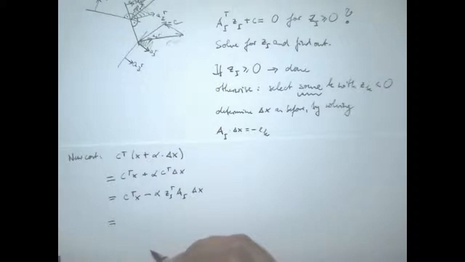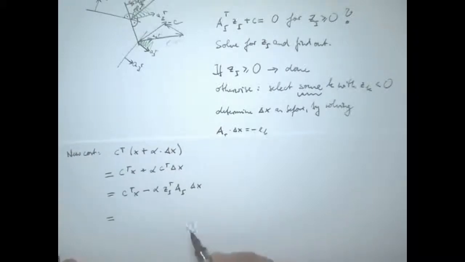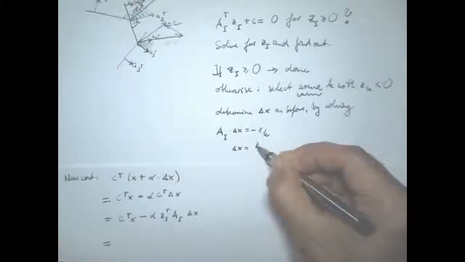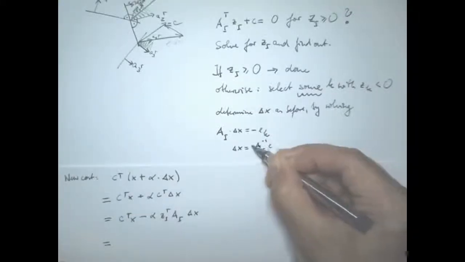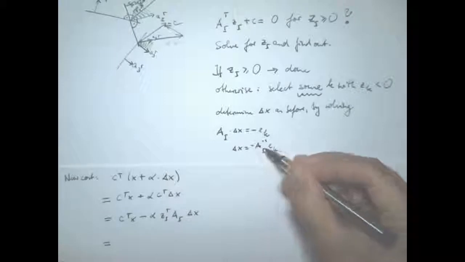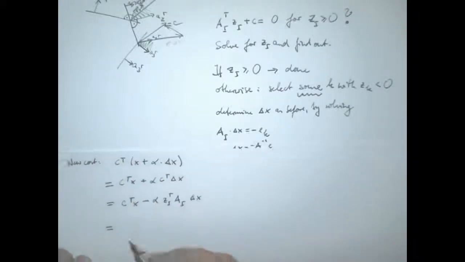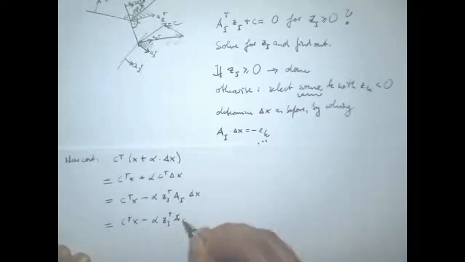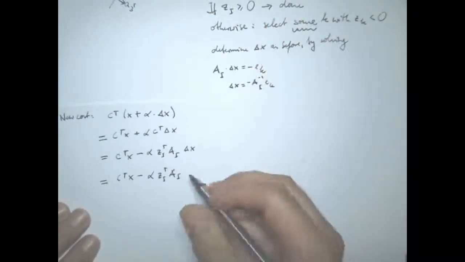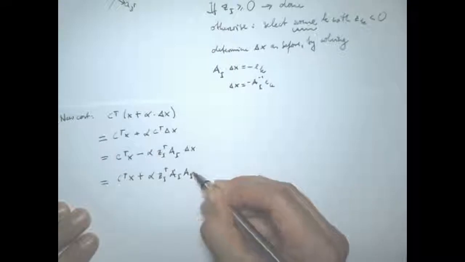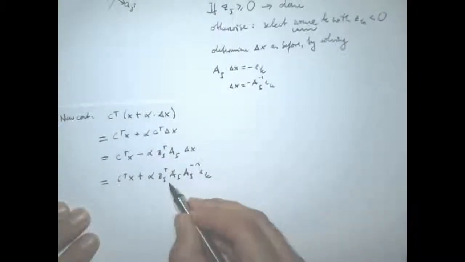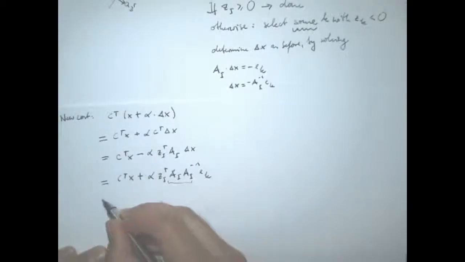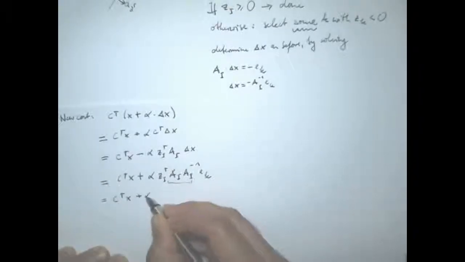And delta x itself was given by minus A to the minus 1 times ek. So I can insert this here and write C transpose x minus alpha Ci transpose ai. And now I'm substituting here for delta x by saying plus ai to the minus 1 times ek. And this cancels. And this picks out the kth component. So I have C transpose x plus alpha times zk in the end.